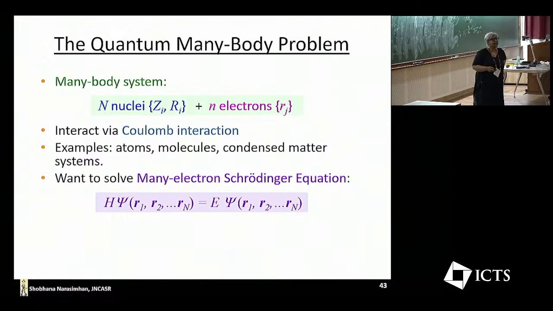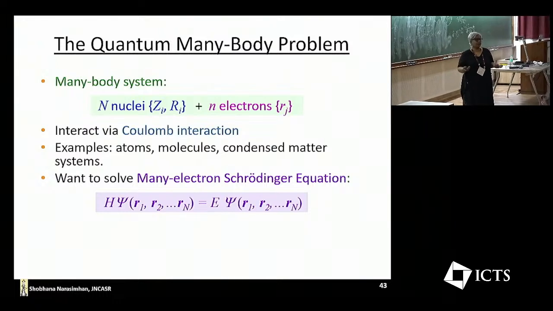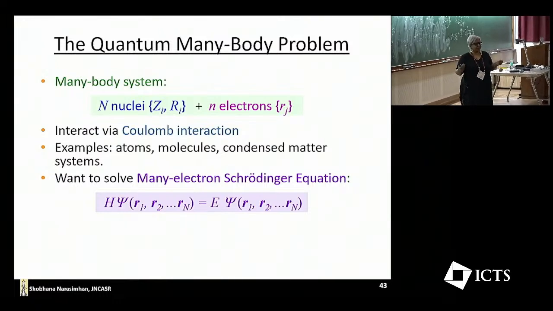Okay, nearly everyone knows the Schrödinger equation. Just like Newton's equations are the fundamental equations of classical physics, or Maxwell's equations, the Schrödinger equation is the fundamental equation of quantum physics, at least at the non-relativistic level. And so this is the equation that one writes down.